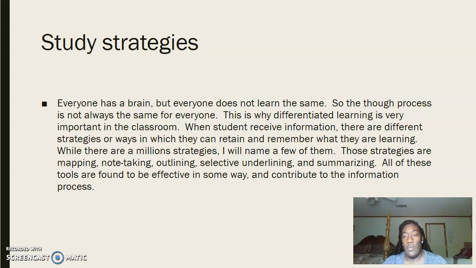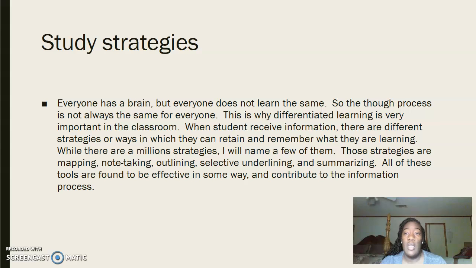As we know, everyone has a brain, but everyone does not think the same. Everyone does not learn the same. And this is why we try to have different teaching strategies, different study strategies. On this particular slide, we're talking about study strategies and different ways students can learn and retain information.